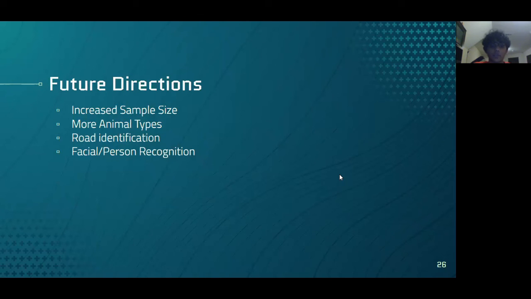Because image recognition and identification is a broad field with many directions to branch, there are various possibilities for future research. One clear future direction for this study is to take a larger sample size, for example, 10,000 or 100,000 images of animals. Another direction of research could be to increase the animal types, as well as include more exotic animals to see if the AI could actually identify those.